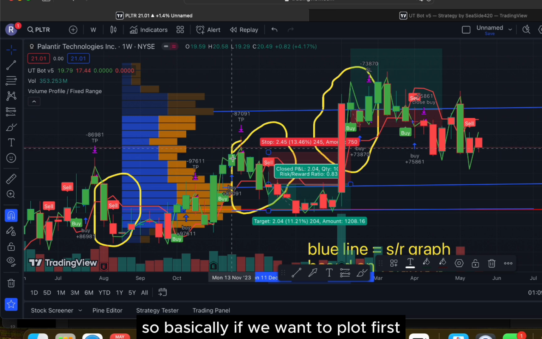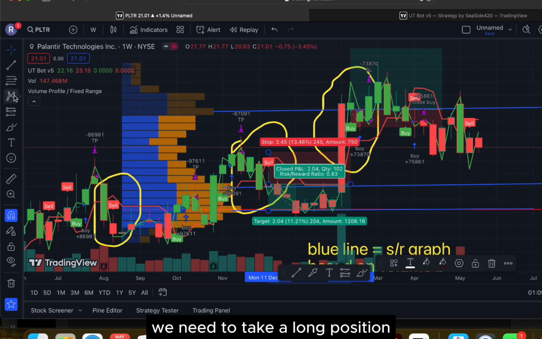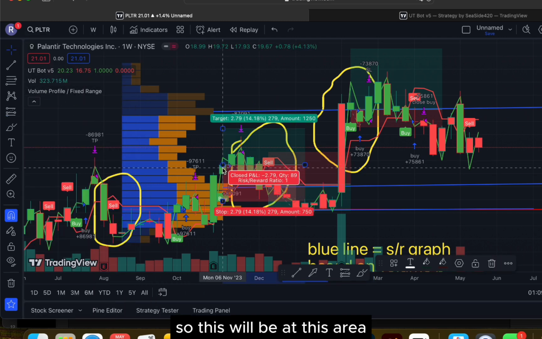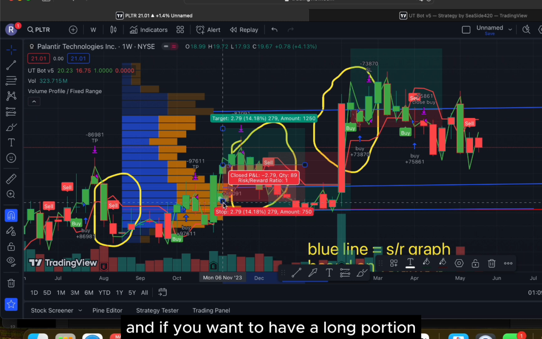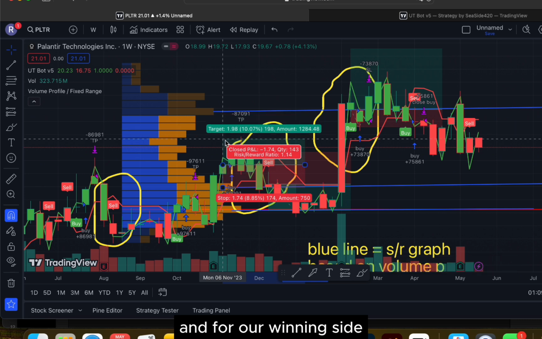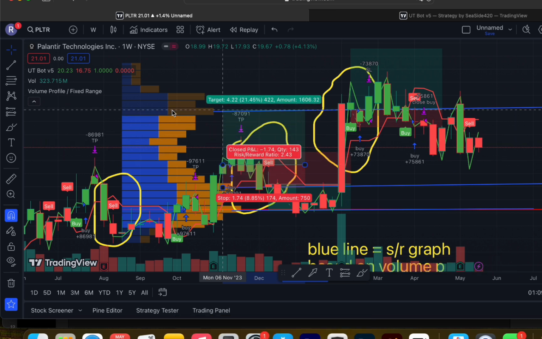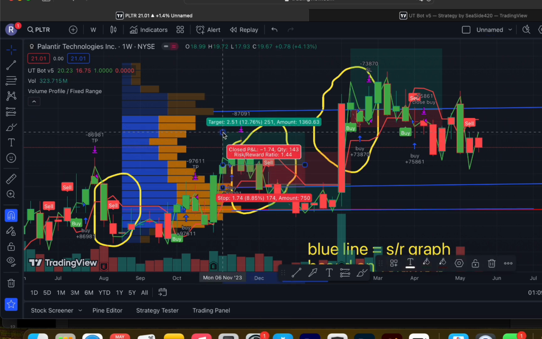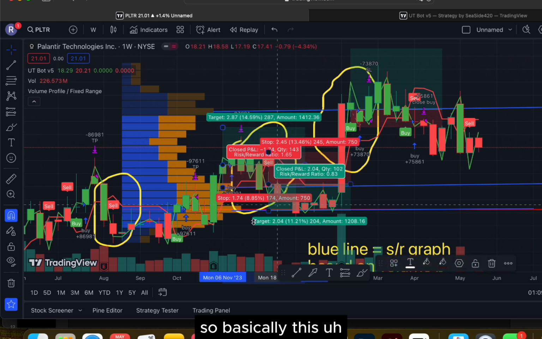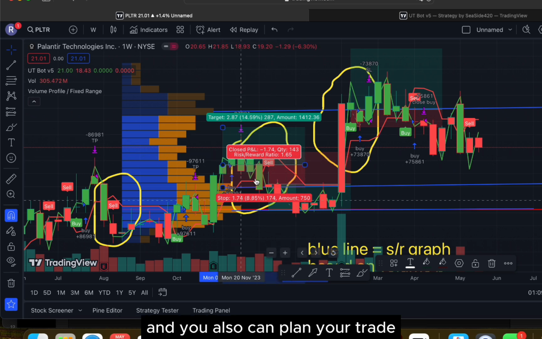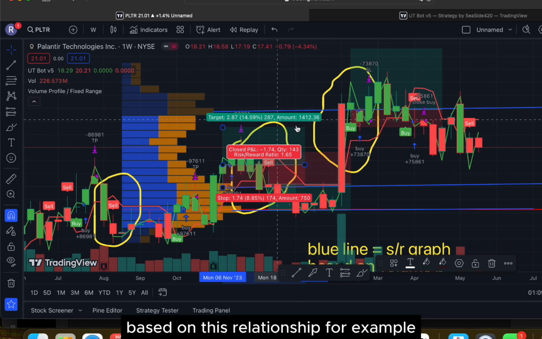So basically if we want to plot, first we need to take a long position. So this will be at this area, and if you want to have a long position, our cut loss will be until here, this strong volume. And for our winning side, we will take until here. So basically this point also has a risk reward ratio of 1.65, and you also can plan your trade based on this risk reward ratio.